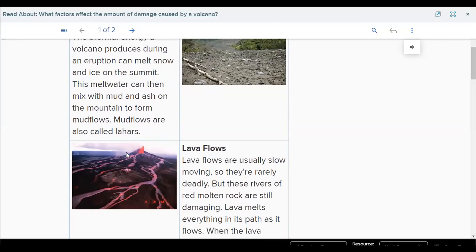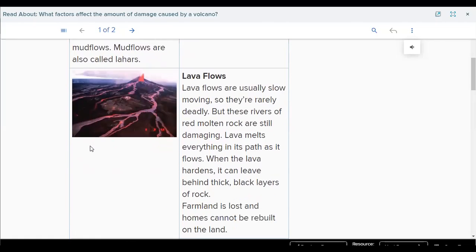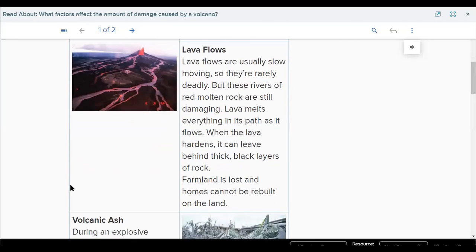Okay, so these mud flows are formed from what? Formed from mixing of mud with rocks produced from the volcano, and from the eruption that can melt snow and ice. So it's called the mud flow. Number two, lava flows. Can you read about lava flows, Faisal? Of course.